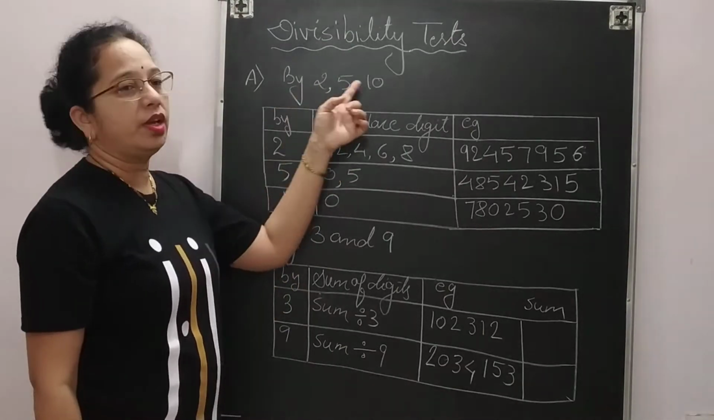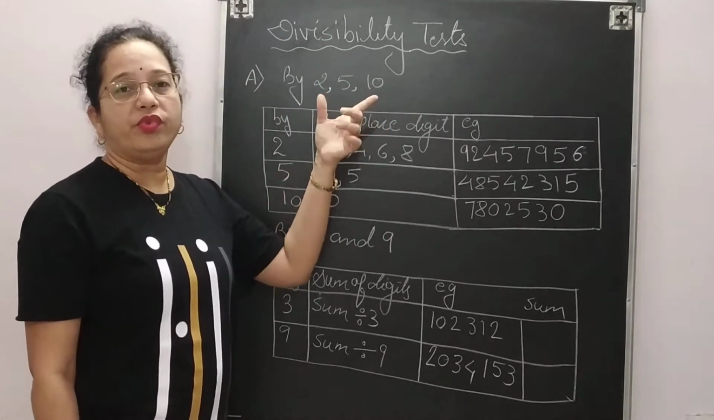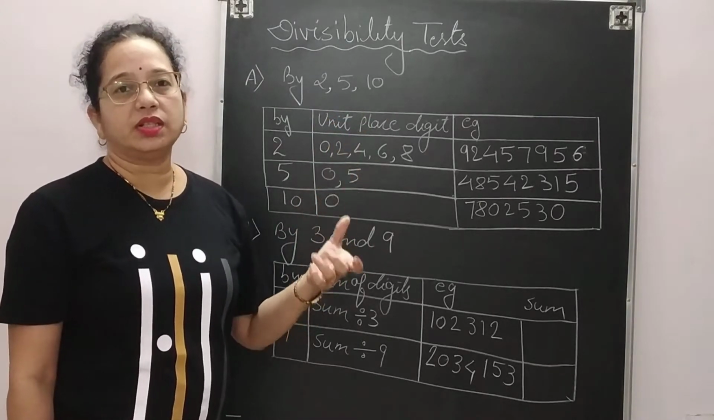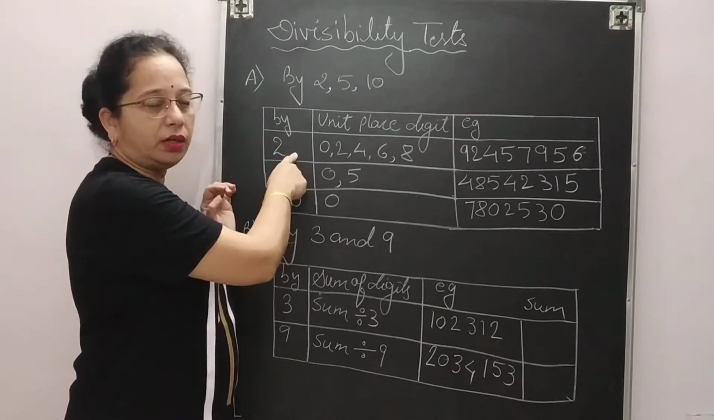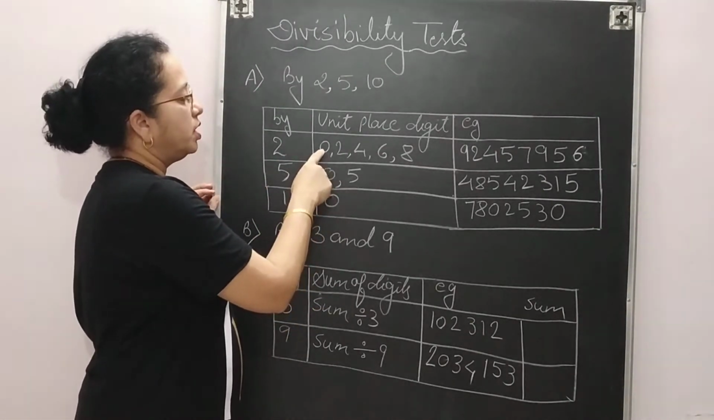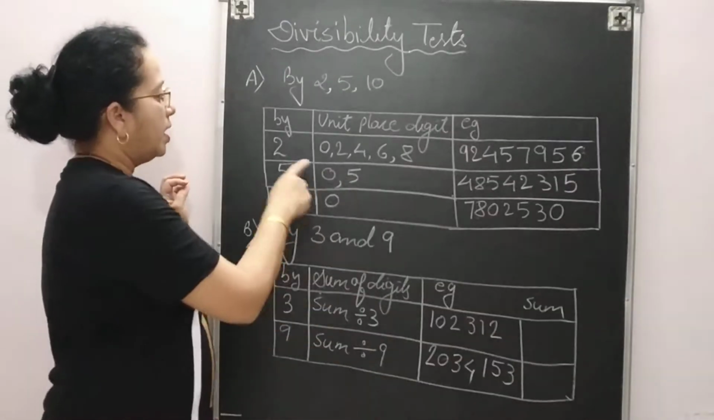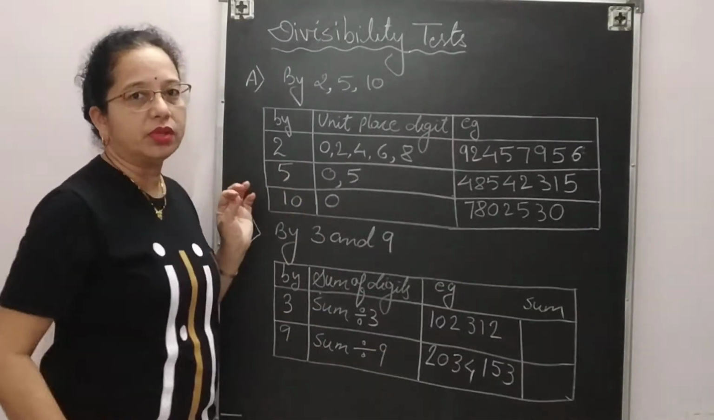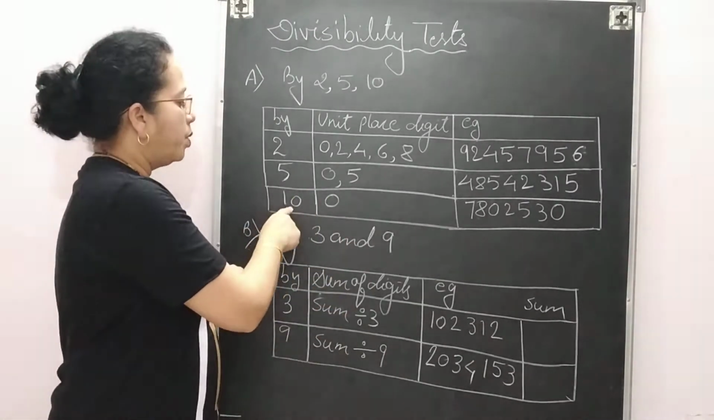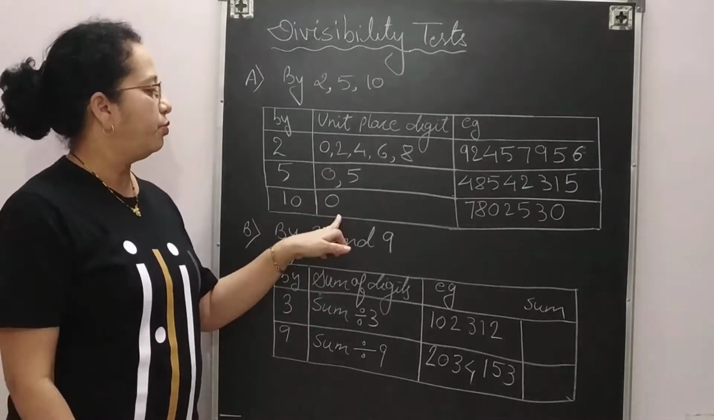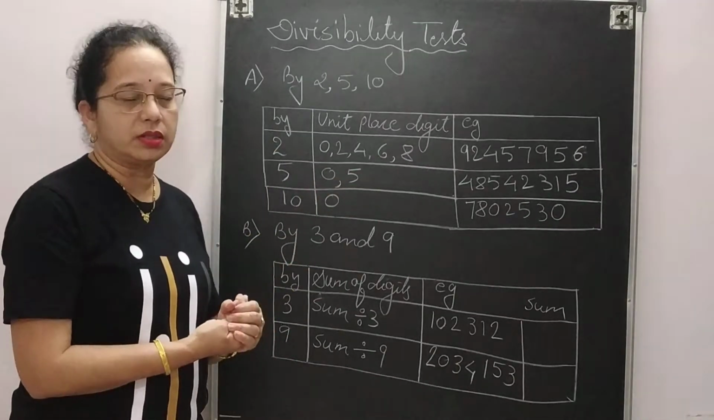So 2, 5 and 10. We check only unit place digit, one place digit. So a number is divisible by 2 if unit place digit is 0, 2, 4, 6, 8. A number is divisible by 5 if the unit place digit is 0 and 5. A number is divisible by 10 if the unit place digit is 0. So this is the divisibility test.